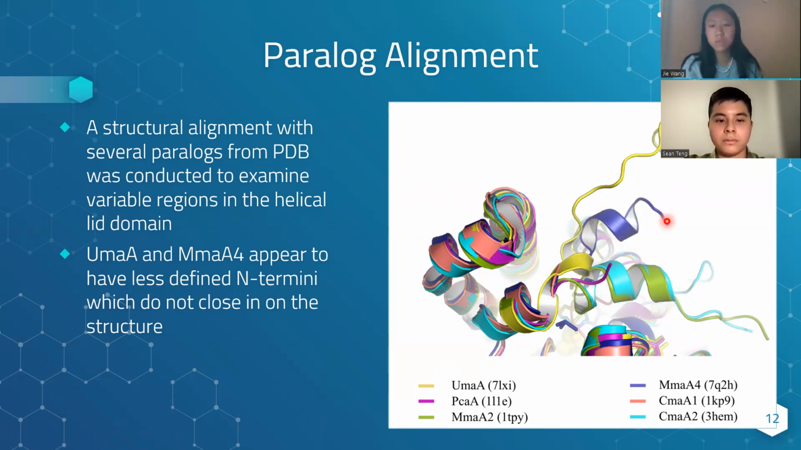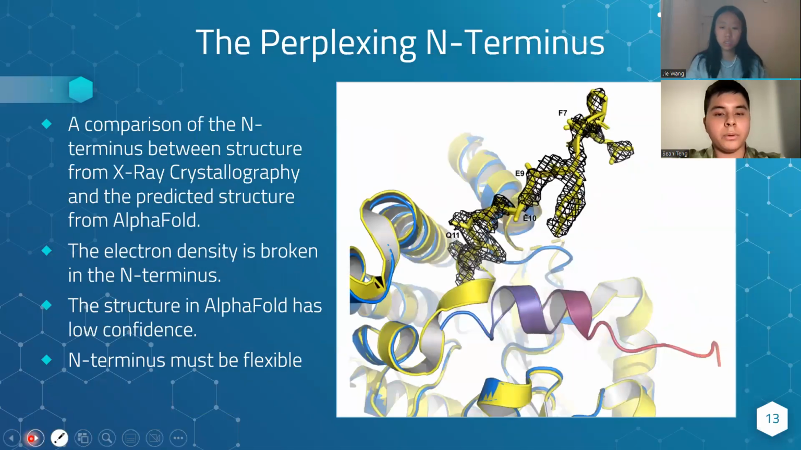We found this interesting, so we investigated it further using AlphaFold. We decided to do a comparison of the N-terminus between the structure from X-ray crystallography and the predicted structure from AlphaFold. AlphaFold is an AI software that's able to predict protein structure based on their amino acid sequence. Looking at the crystal structure, we see that the electron density in the N-terminus is quite broken. For example, we see glutamine, glutamate, and phenylalanine residues. These residues are supposed to have large side chains, but they're clearly missing. This suggests that the structure is very flexible.